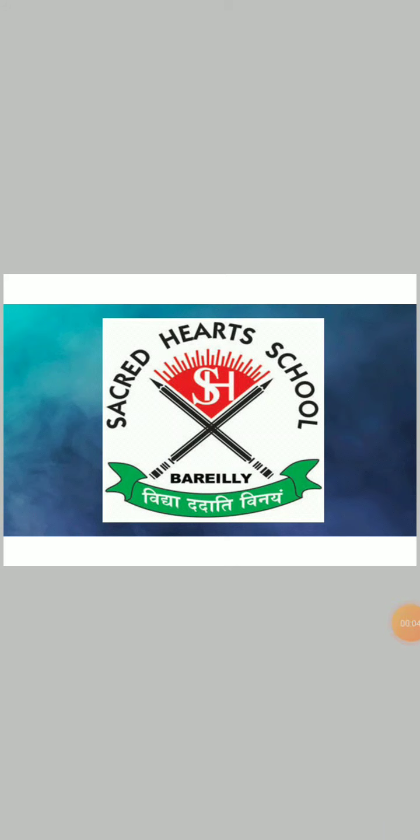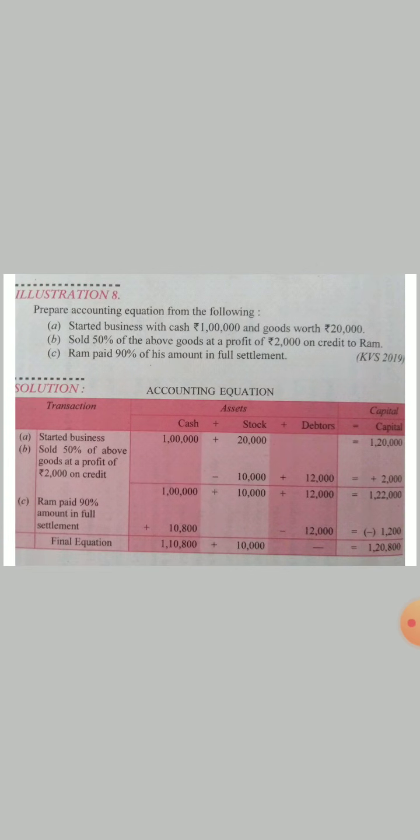Today we are going to discuss further examples based upon the accounting equation. Example number 8 of the book states there are 3 points and you will have to prepare the accounting equation on this basis. The first point states that business started with cash of 1 lakh and goods worth rupees 20,000. So how will we solve it? We will write cash 1 lakh, stock 20,000, and in capital we will write 1 lakh 20,000.